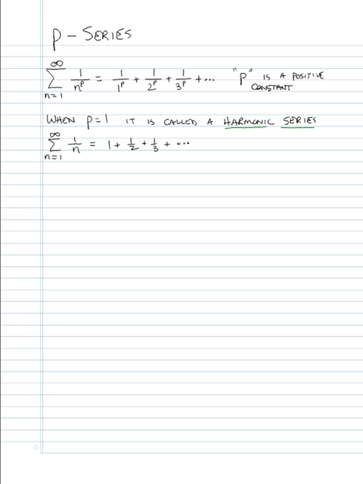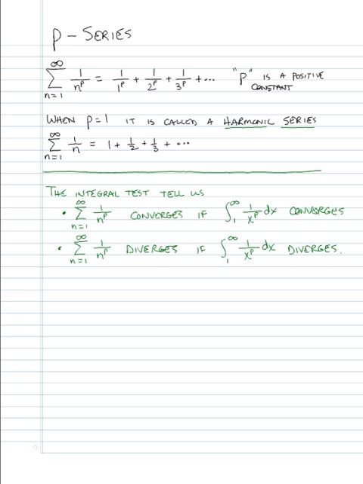Now, the integral test will tell us some things. In the case of these series, if we define f of x as 1 over x to the p power, then the hypothesis of the integral test applies. You could verify that. So that tells us that the series of 1 over n to the p converges if the integral from 1 to infinity of 1 over x to the p converges, and likewise for divergence.